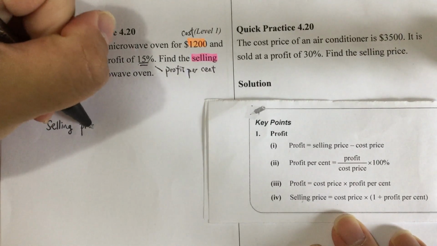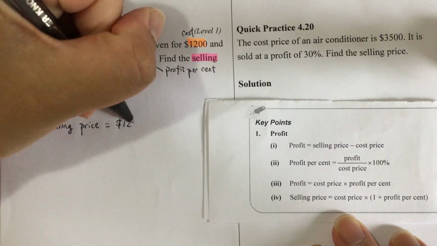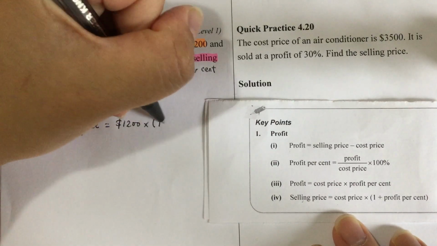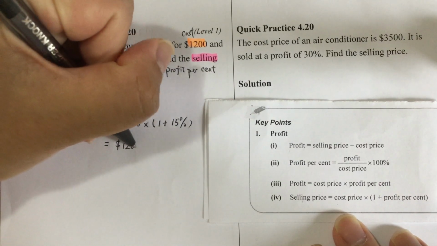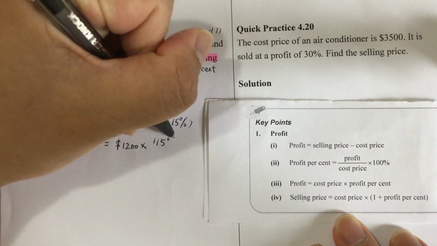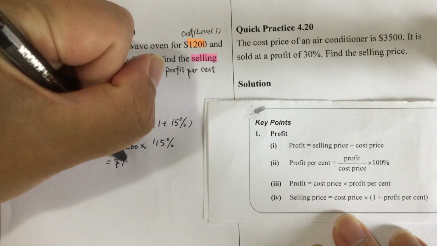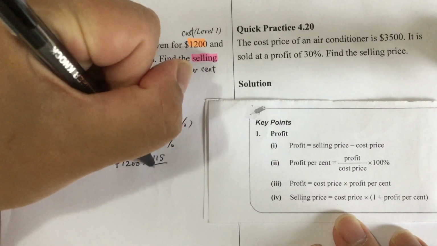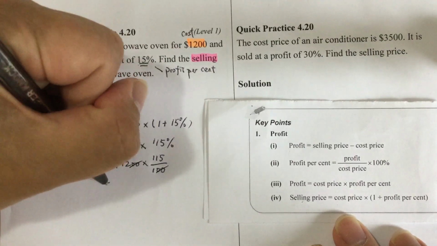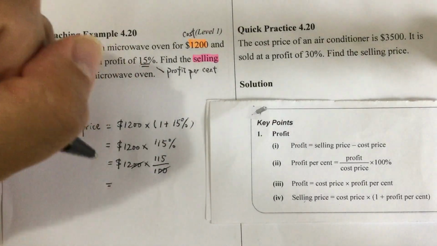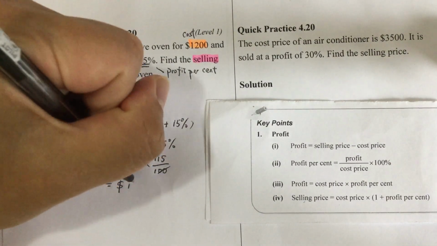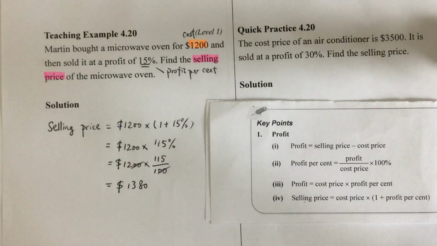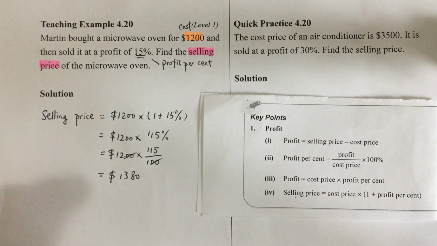Selling price will equal 1,200 times 1 plus 15%. So you have $1,200 times 115%. That is 1,200 times 115 over 100. You can do the cancellation. And finally, you will get the answer, which is $1,380. Okay, so this is the answer of teaching example 4.20. Okay, I'll give you some time.